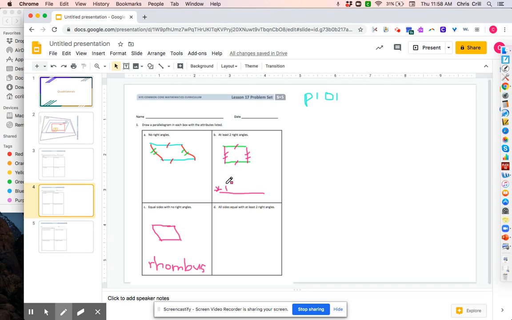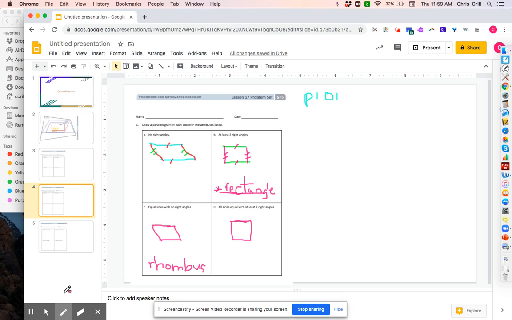Anybody remember what B is? B, the shape we drew here, is a rectangle. A rectangle is a parallelogram with right angles. There it is. Okay, now D says all sides are equal with at least two right angles. And if you're thinking square, you're right on it.